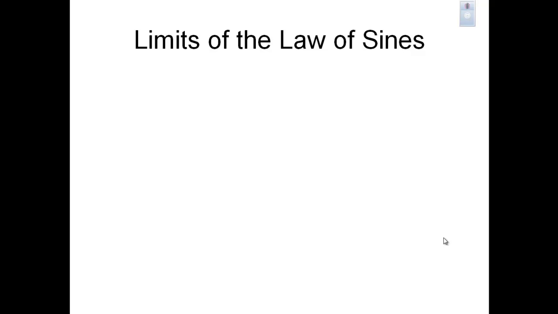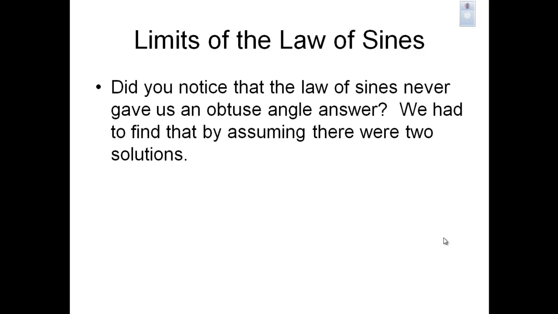So what were the limits of the law of sines? Well, did you notice that the law of sines never gave us an obtuse angle as an answer? Wonder why that was. Well, we know that if we had an obtuse angle, the only way we found that was if we assumed that there were two solutions. There's a reason for that.